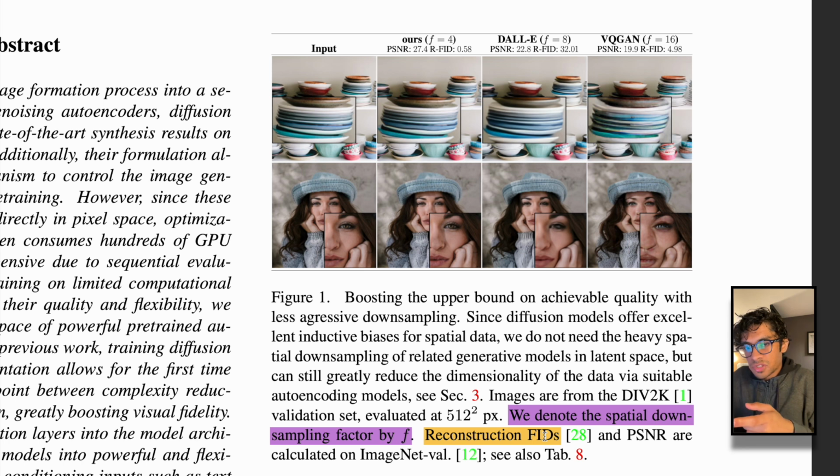So input image probability distribution and reconstructed image probability distribution. Between these two probability distributions, if you want to find the distance, the best way possible is the KL divergence method. Most probably FID stands for that.